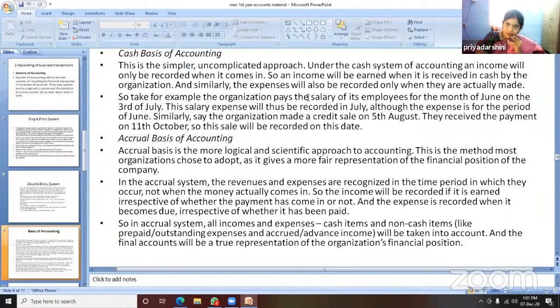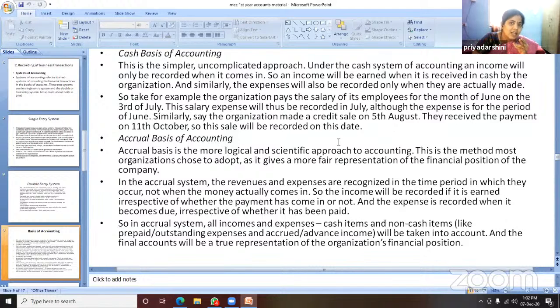Under the cash system of accounting, as and when the cash payment is done, they record the transaction. But under the accrual basis of accounting, the transaction is recorded as and when the event occurs. In the last example, credit sales were made on 5th August, but the actual amount is received on 11th October. Under the cash system, they record it on 11th October, when the transaction is effected. But under the accrual system, that transaction will be recorded on 5th August itself.